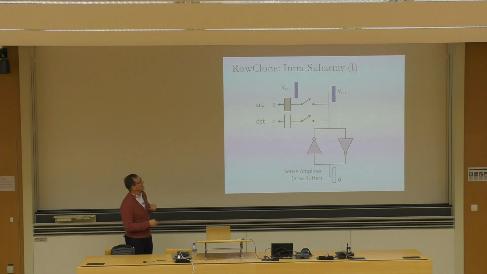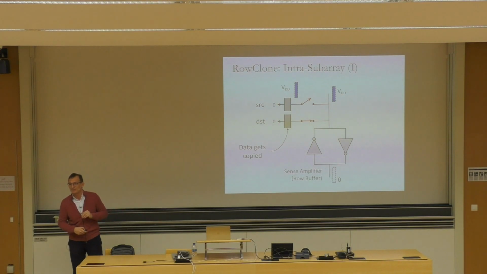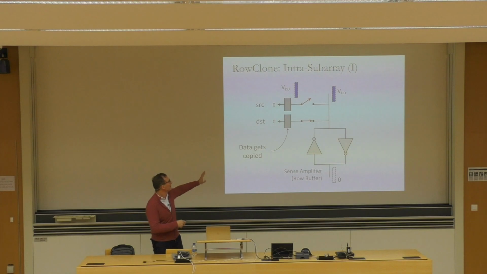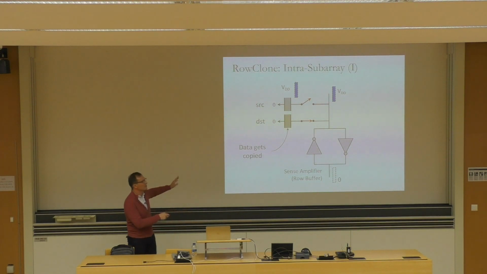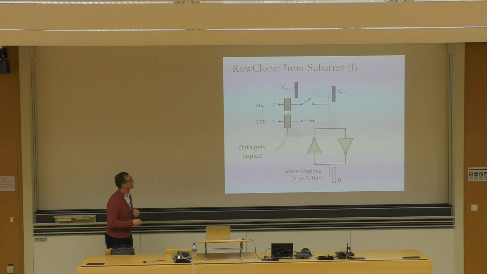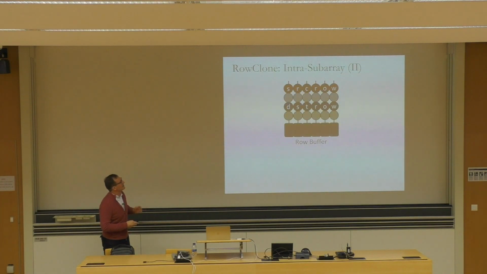Now the second step is activating the destination row, which means that you deactivate the source row. But now the sense amplifier is still driving VDD over here. It's already sensed. Once you connect the destination row over here, because of charge sharing, the sense amplifier essentially fills the destination capacitor. That's how data gets copied into the destination capacitor. I'll give you an example where the source row is charged, destination row is discharged, but you can look at different examples. It works. Okay, so that was the intra subarray.